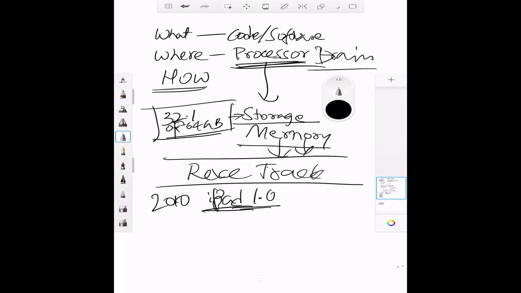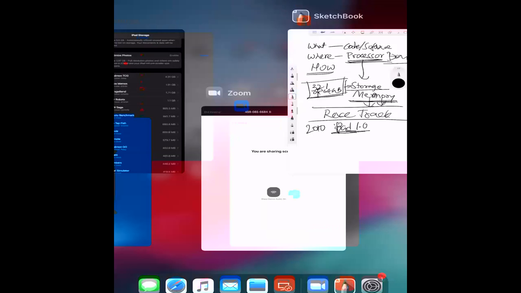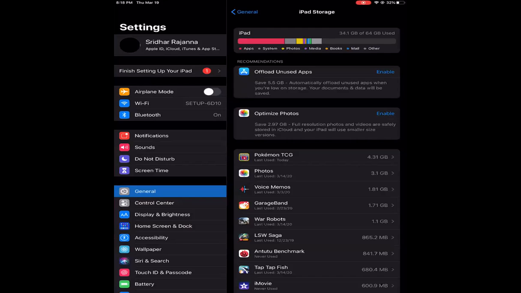Similarly, this memory, internally it's a circuit board. That's a little extra detail. But this memory is also important. Just like you said, the storage can be 64 GB, 128 GB, so that it can store all your movies, apps, that thing that we just saw. When you say iPad storage, Pokemon is occupying 4.3.